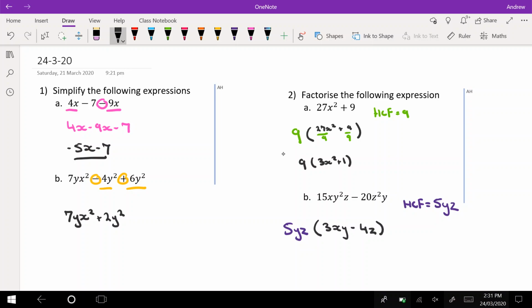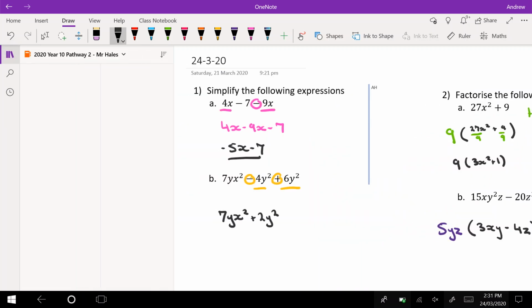Again, hint, hint, flashing lights. You need to know how to factorize for the test. You need to know how to simplify expressions for the test. All right. So make sure we're looking back on how to do all these things.